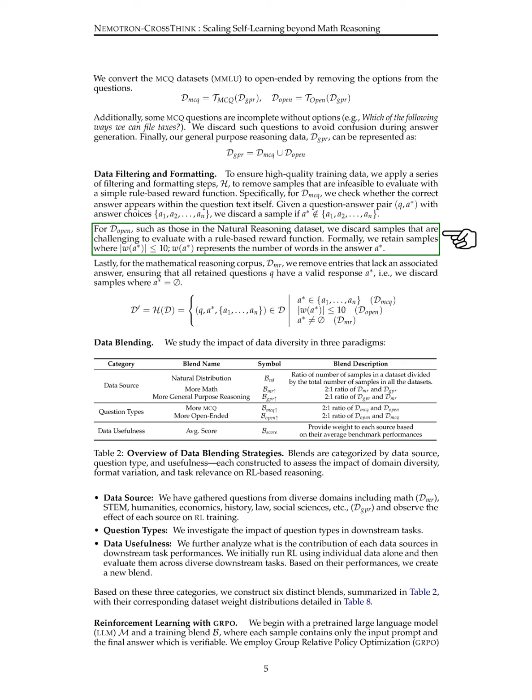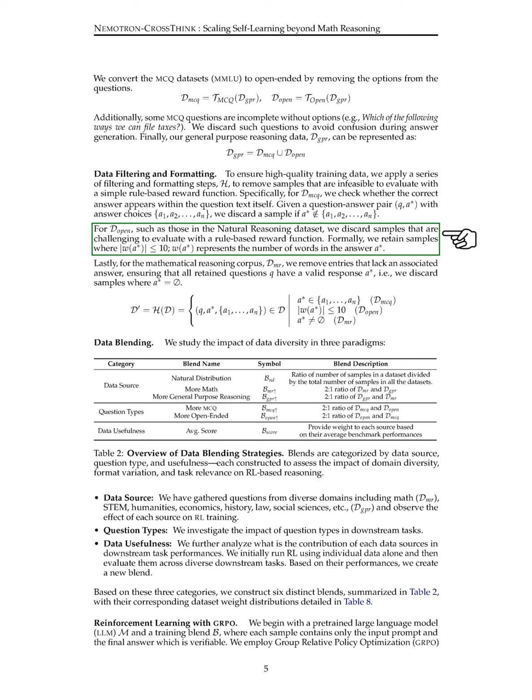Section: Data Blending. In this section, we explore the effects of data diversity through three main areas. 1. Data source. We collect questions from various fields such as math, STEM, humanities, economics, history, law, and social sciences. We analyze how each source influences reinforcement learning, RL, training. 2. Question types. We examine how different types of questions affect performance in downstream tasks. 3. Data usefulness. We assess the contribution of each data source to the performance of downstream tasks.